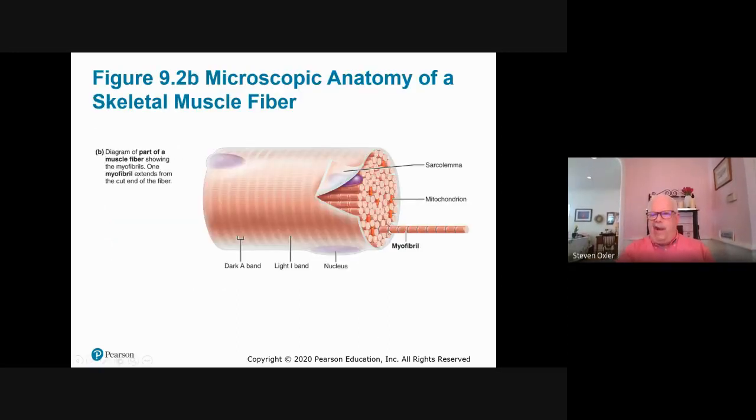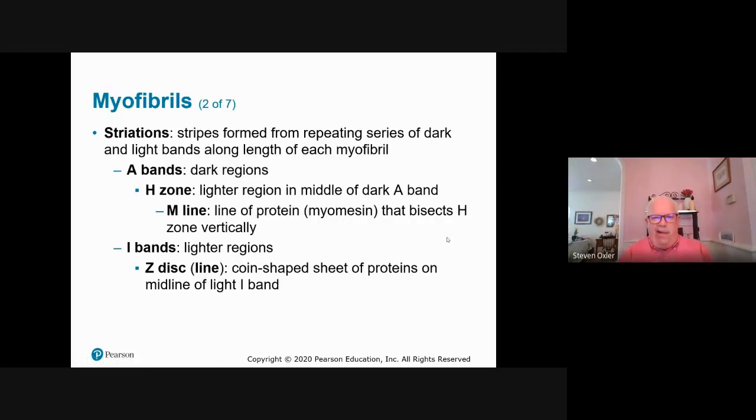This is a myofibril right here, a myofibril. And we'll talk more about the other things in the muscles. But the myofibrils are extremely important because it's only in muscle. The striations, or stripes, are formed from repeating series of bands. And these bands are dark and light along the length of each myofibril.